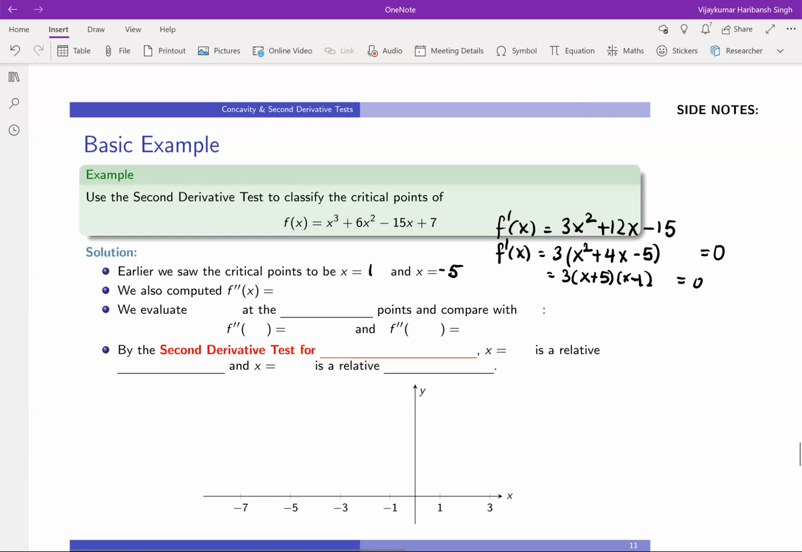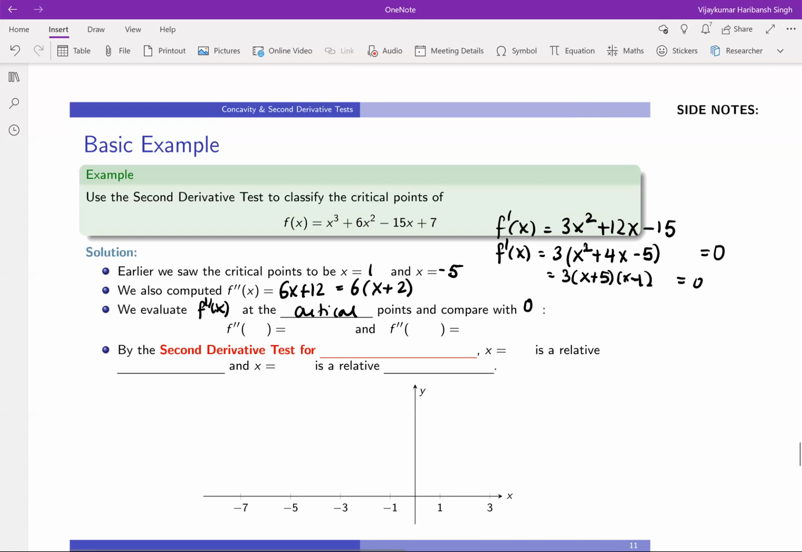So now we need to evaluate the sign of the second derivative at these critical numbers. So let's first find f double prime x. We get f double prime as the derivative of f prime, which is going to be 6x plus 12, which can be seen as 6 times x plus 2. Now we'll evaluate f double prime x at the critical points and compare with 0.